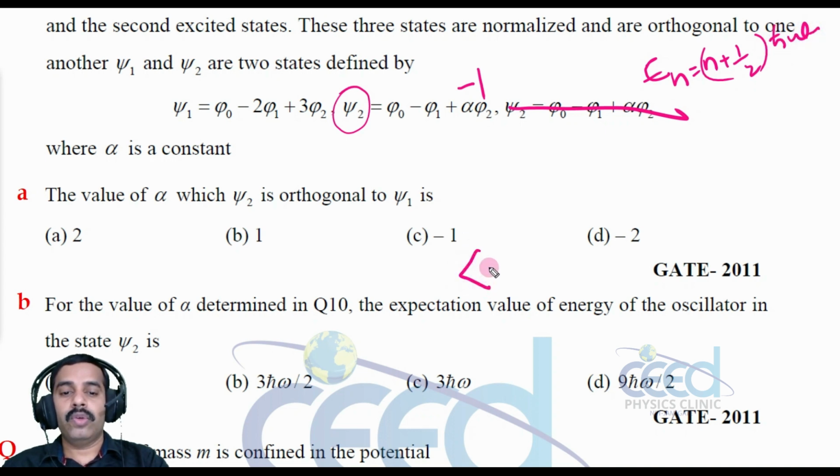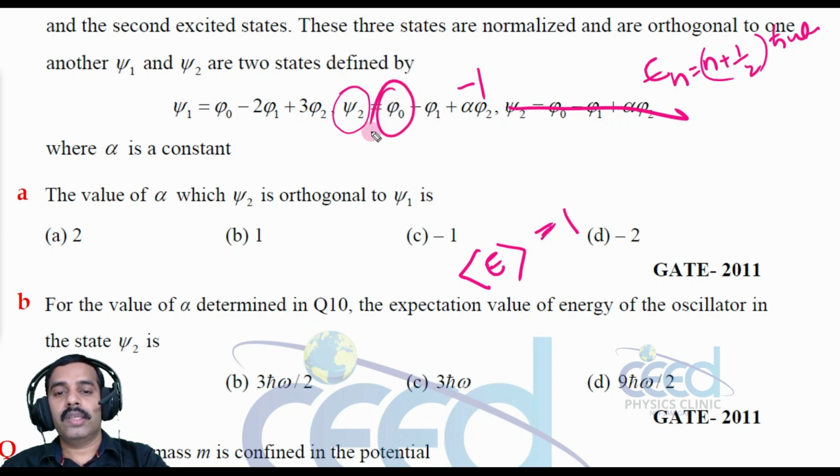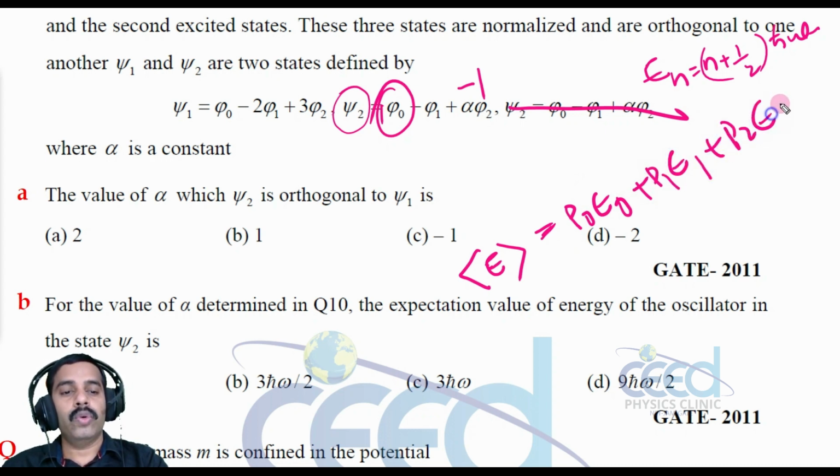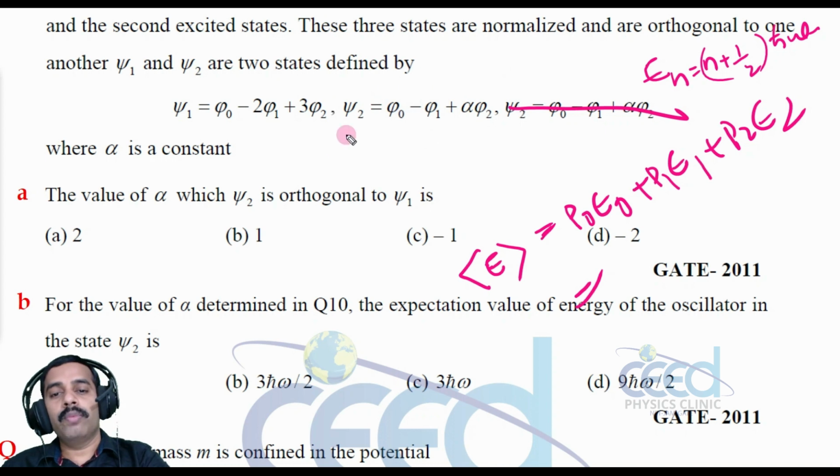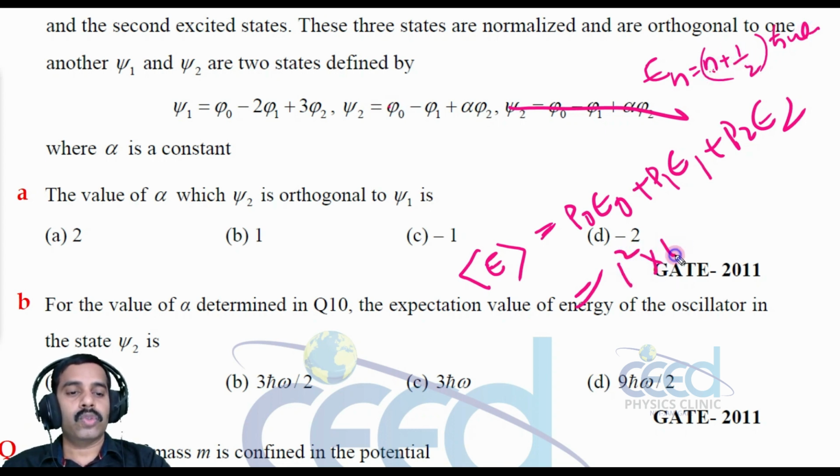Now the expectation value of energy we need to find, right? That is the second question. That is equal to, in the first case, its coefficient is 1, so 1 square into probability. So let me write P0 E0 plus P1 E1 plus P2 E2. What is P0? P0 means the probability of psi 0, that is its coefficient square, that is 1 square into, what is E0? When n is equal to 0, half h cross omega.